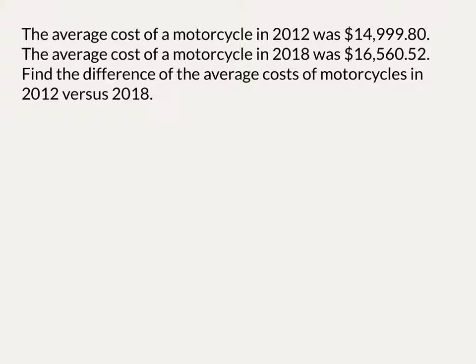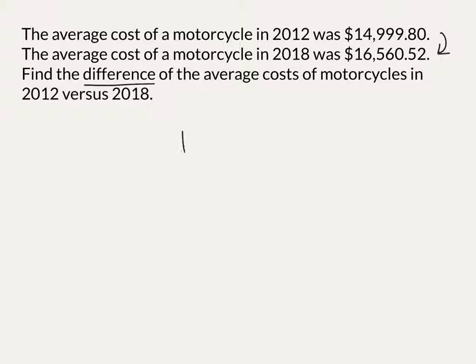The average cost of a motorcycle in 2012 was $14,999.80. The average cost of a motorcycle in 2018 was $16,560.52. Find the difference of the average cost of motorcycles in 2012 versus 2018. The difference means to subtract.